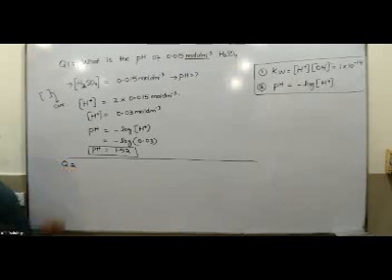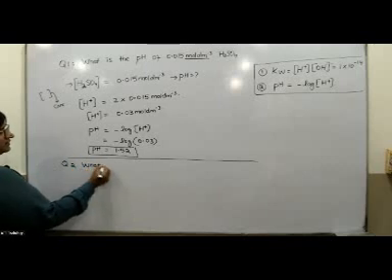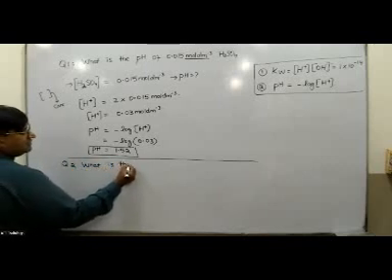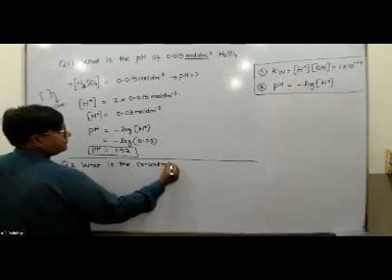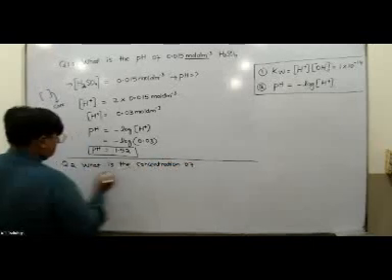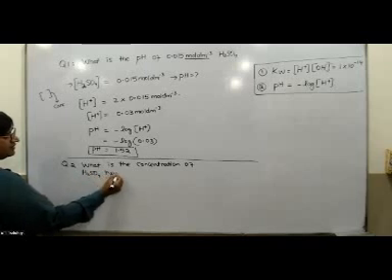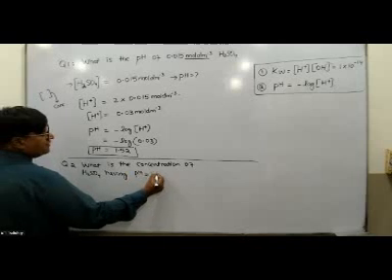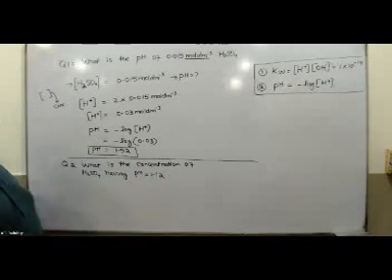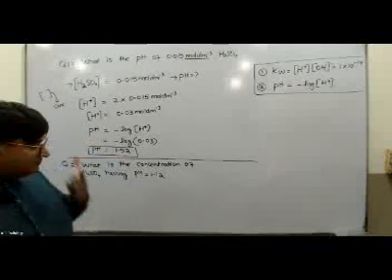Now question number 2. Could anyone repeat the question for me, please? What is the concentration of H2SO4 having pH 1.12? Okay, everybody just focus up here. This question is very interesting, so you have to look up here.